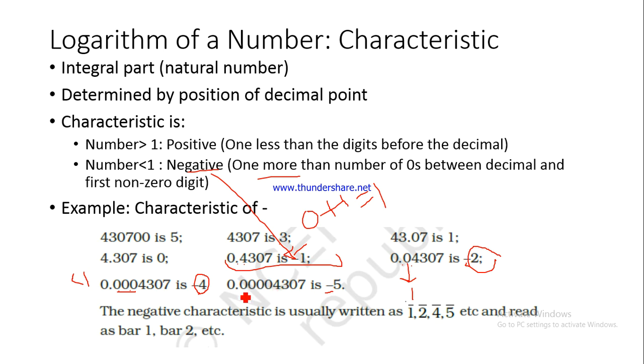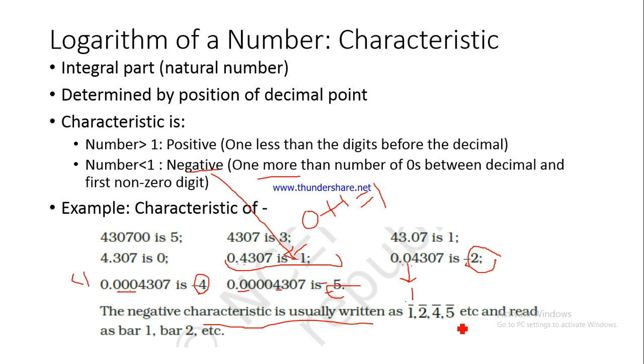If you look at the number of zeros between the decimal and the first non-zero digit, you'll find there are 4 zeros, so it would be 4 plus 1 is 5, and there would be a minus sign because it is less than 1, so the characteristic is going to be minus 5. You should keep this in your mind, that at times instead of using the minus sign, we use the bar. So the negative characteristic is usually written as 1 bar, 2 bar, 4 bar, 5 bar, etc. 1 bar is the same as minus 1, 2 bar is the same as minus 2.